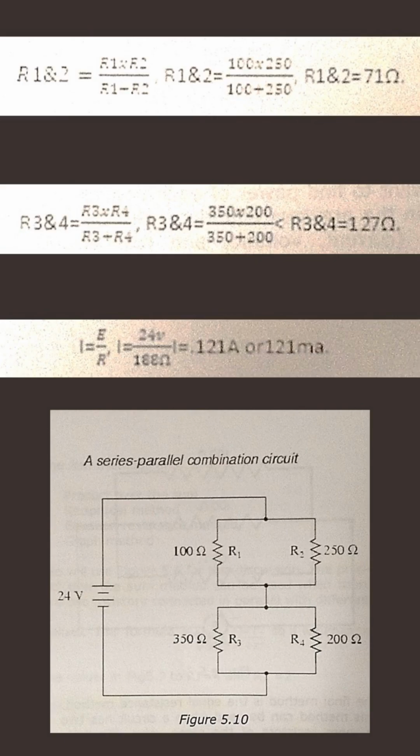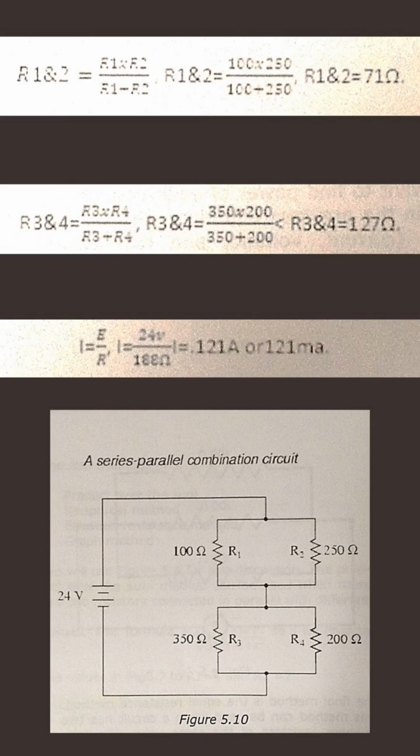Now you must do the same for the other parallel circuit. R3 and 4 equals R3 times R4 divided by R3 plus R4. So R3 and 4 is equal to 350 times 200 divided by 350 plus 200, which is equal to 127 ohms. Now add those two together to get the total circuit resistance. 71 plus 127 equals 198 ohms.